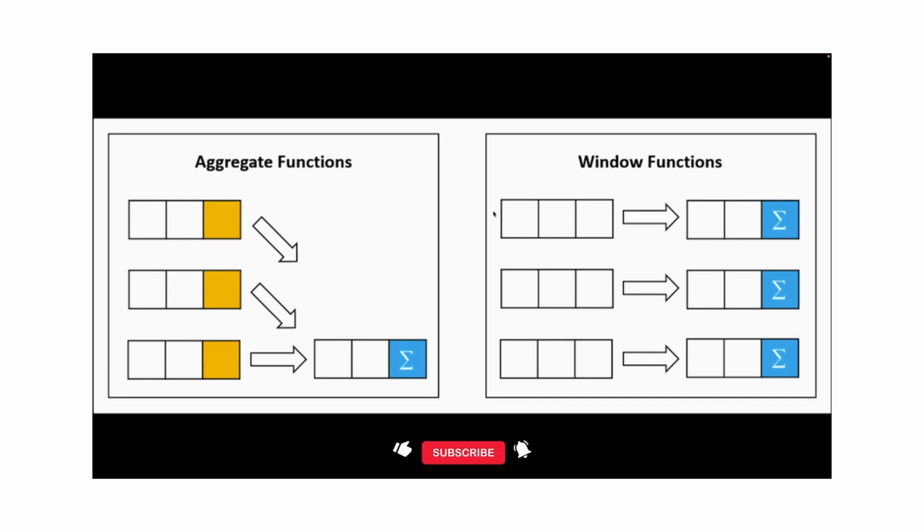Window functions, on the other hand, which is shown on the right-hand side of this figure, perform a calculation across a set of table rows that are somehow related to the current row. This is comparable to the type of calculation that can be done with an aggregate function. But unlike a regular aggregate function, use of a window function does not cause rows to become grouped into a single output row. The rows retain their separate identities.